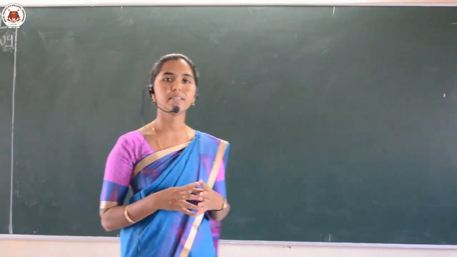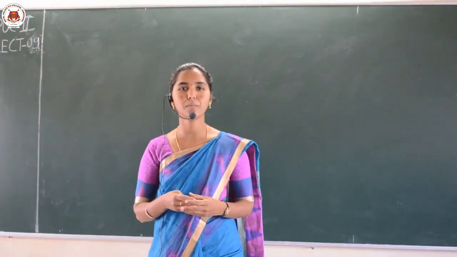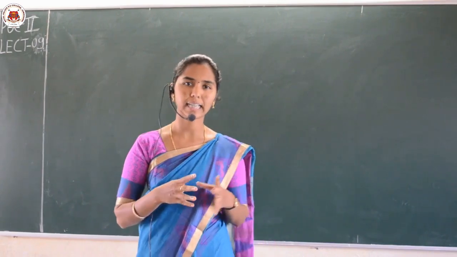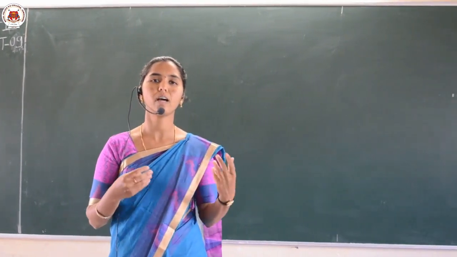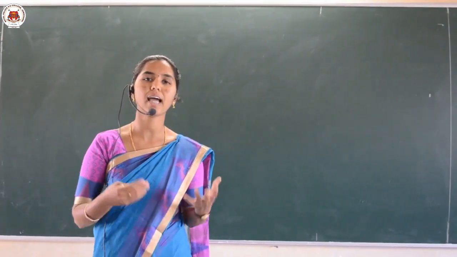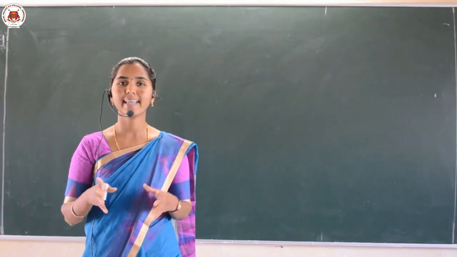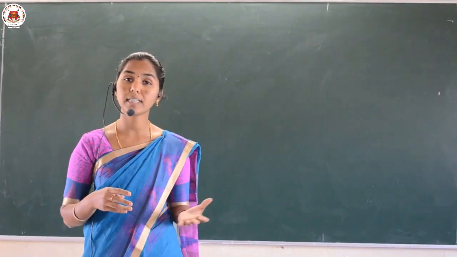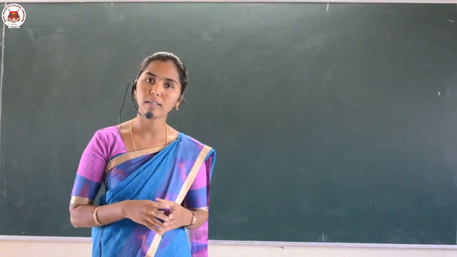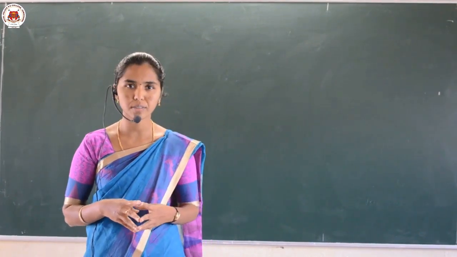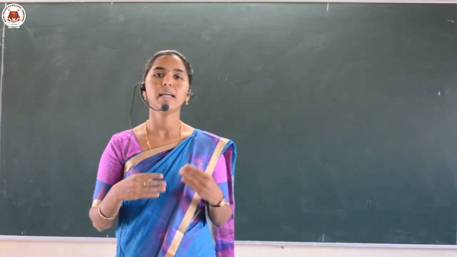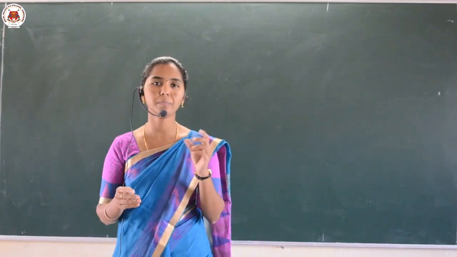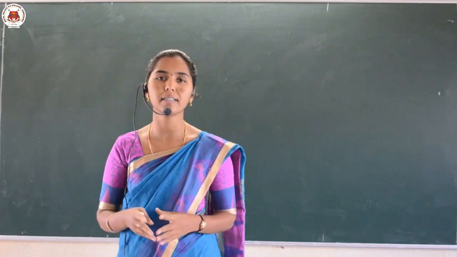So in the previous session, I explained to you about the earth's magnetic elements, what those are and how the dip, declination and the horizontal component are related, what their formulas are, how they change from one place to another place, and what their uses are. Today I am going to explain the important terms in magnetism.